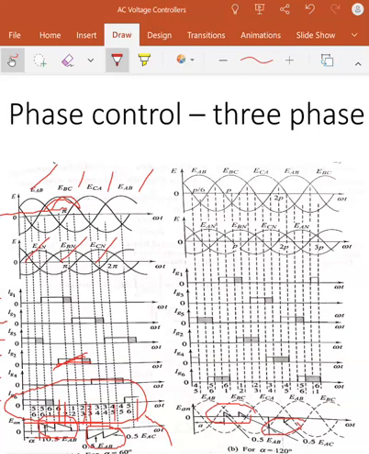So if you want zero output voltage, what has to be done? Don't give the firing pulses. When the waveform becomes 0, you are not going to turn on the next thyristor, so the output voltage is 0. Then again, when it comes to the next negative waveform, turn on the respective thyristors. So how can we get the negative waveform? The negative waveform can be got, for example, see here.